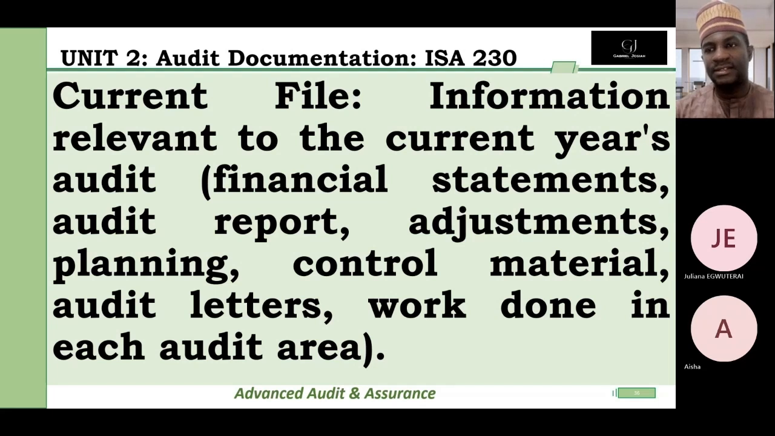And we have current files, information relevant to the current year you are auditing: the financial statements, internal audit reports, adjustments in the financials, the planning documents, the control materials, audit letters, work done in each audit area. So these are current files that you need to have as audit documentation.